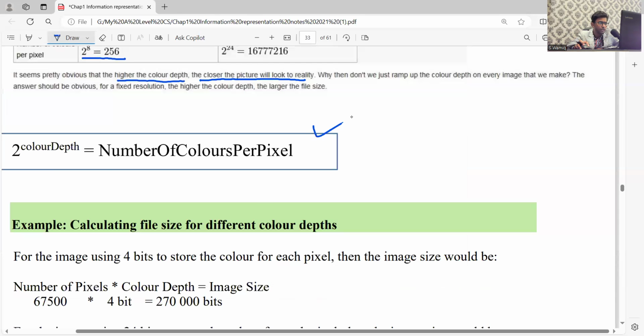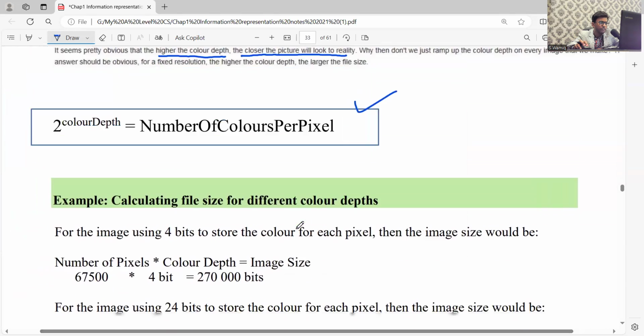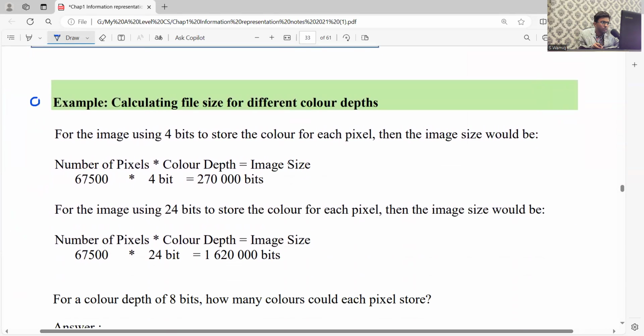This is the formula. Now for the calculation part, I have some questions given right here. This is question number 1. This is example number 1 that we are going to discuss in today's class. So for example, if you want to calculate the file size for different color depth. The question says that for the image using 4 bits to store the color for each pixel, the image size would be. So you need to write down this formula into your notebooks: if you want to find the image size, you need to multiply the number of pixels by the color depth.